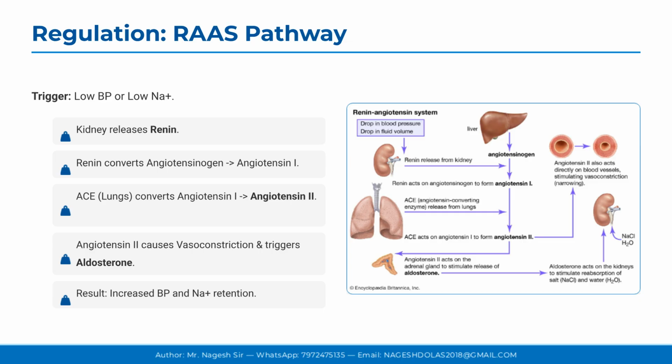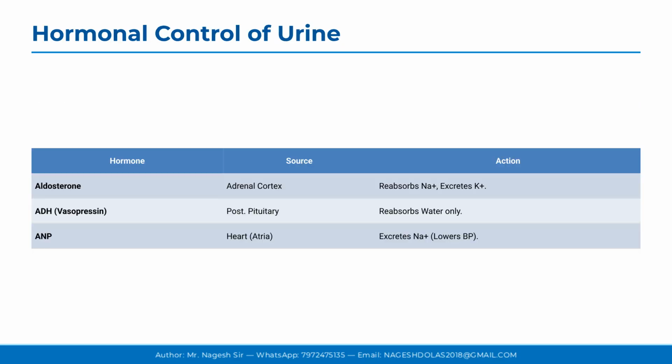The RAAS pathway is triggered by low blood pressure or low sodium. This leads to the release of renin, forming angiotensin II, which causes vasoconstriction and triggers aldosterone, ultimately increasing blood pressure and sodium retention. Hormonal control involves aldosterone from the adrenal cortex, which reabsorbs sodium.